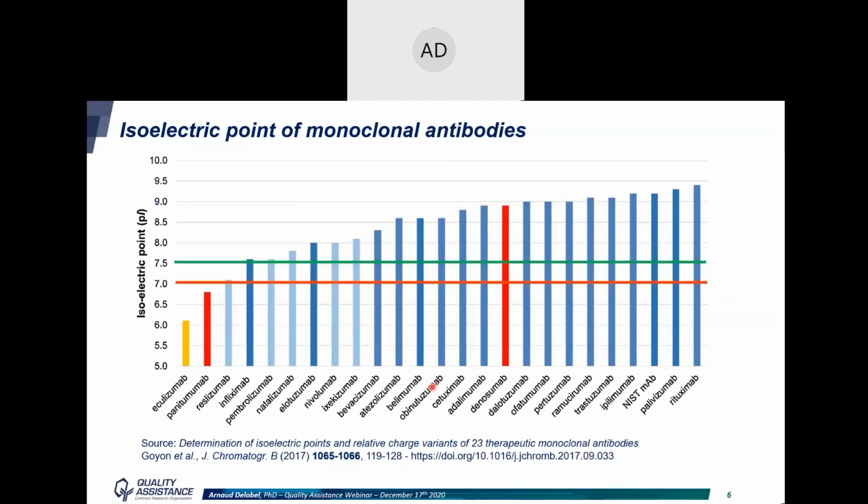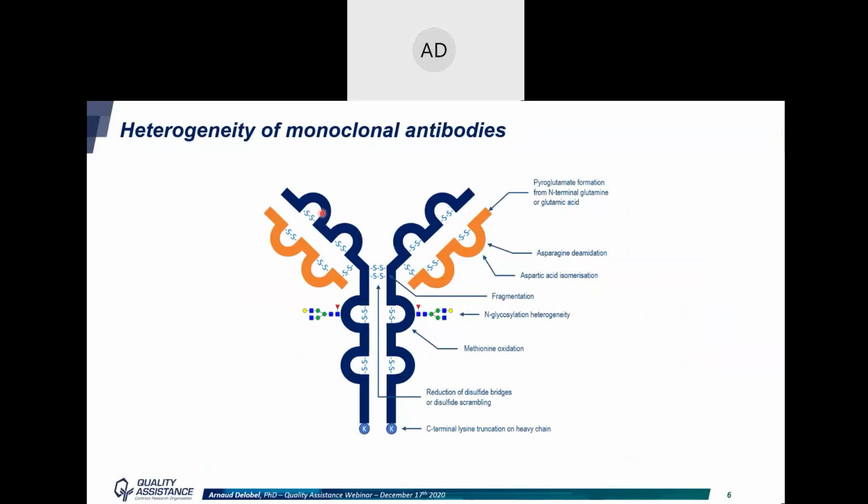When we have a look at monoclonal antibodies, this figure is taken from a publication in 2017 in the Journal of Chromatography B, and you can see that for those 23 therapeutic monoclonal antibodies, the majority of them have isoelectric points above 7.0, and most of them even above 7.5. So that means that at neutral pH, most of them will be positively charged.